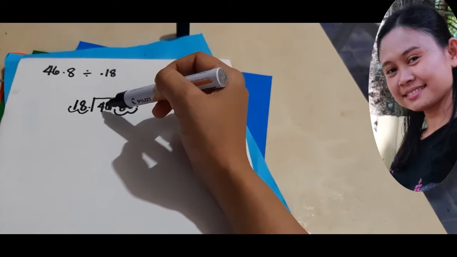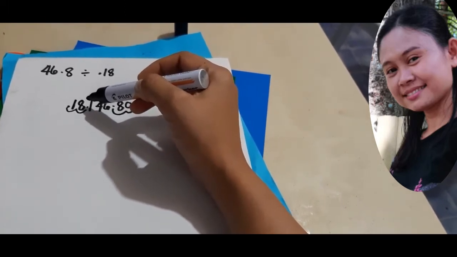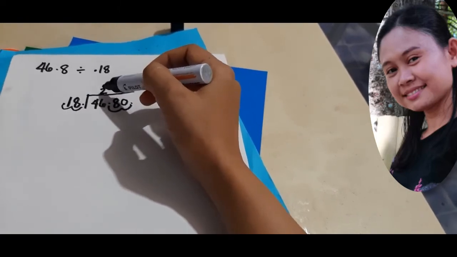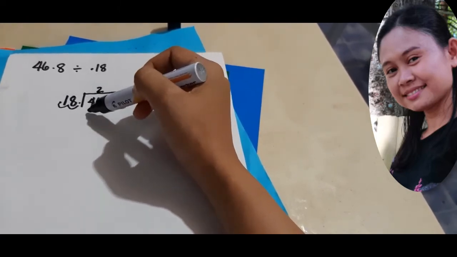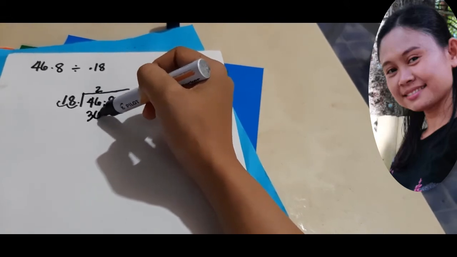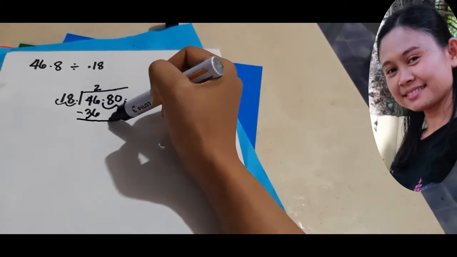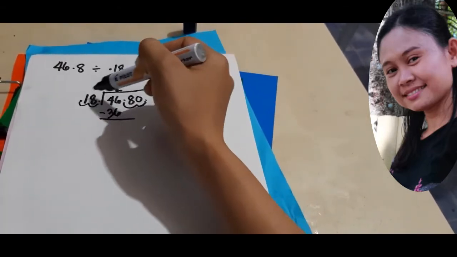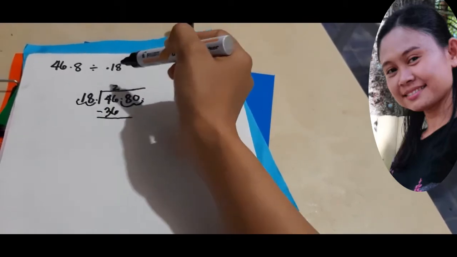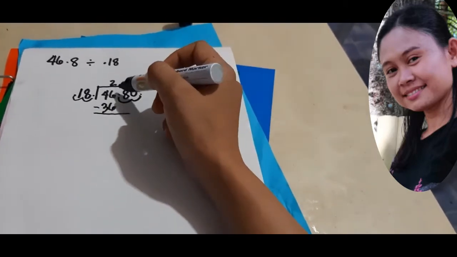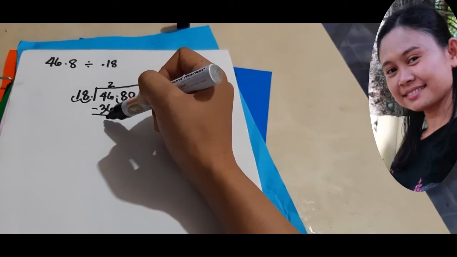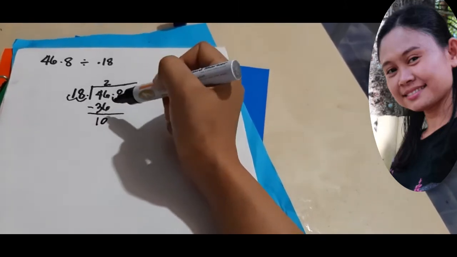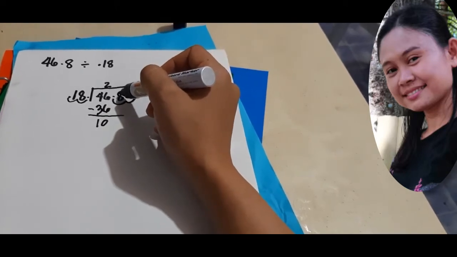46 divided by 18 equals 2. 2 times 18 equals 36. Then subtract. That's the pattern for division. Divide, multiply, then subtract. Divide, multiply, then subtract. 46 minus 36 equals 10. 10 cannot be divided by 18, so we need to bring down 8.